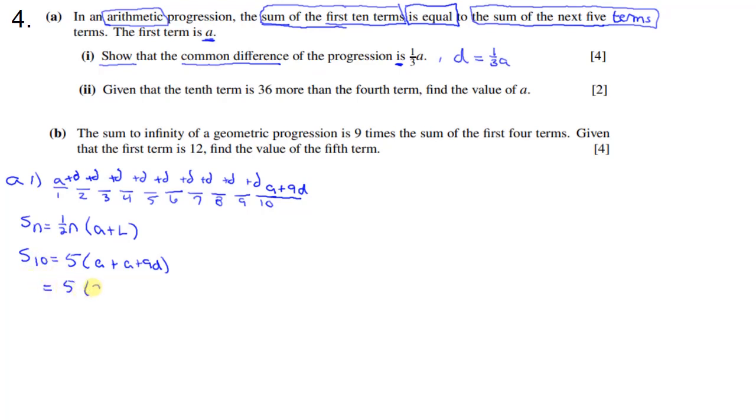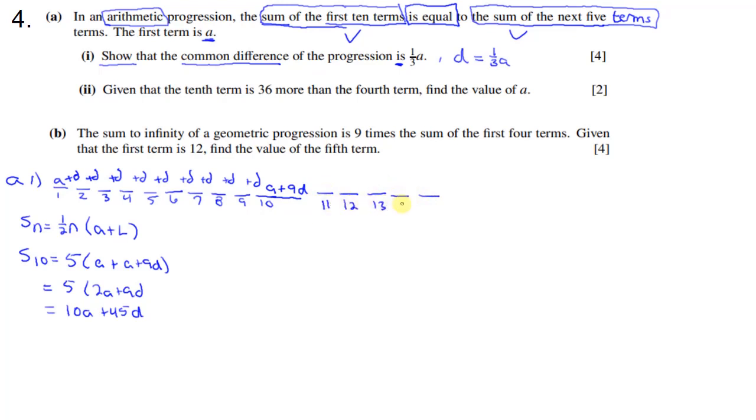So I'm going to go ahead now and just combine like terms and then distribute the 5s, and I find that the sum of the first 10 terms is this. And I'm not worried about the A and the D because what I'm supposed to end up with is an A and a D. So now I'm going to find the sum of the next 5 terms.